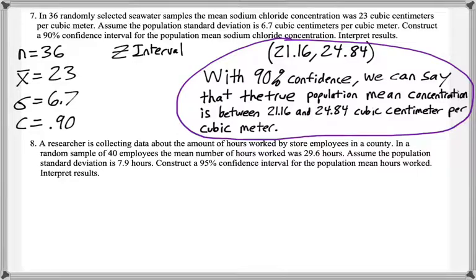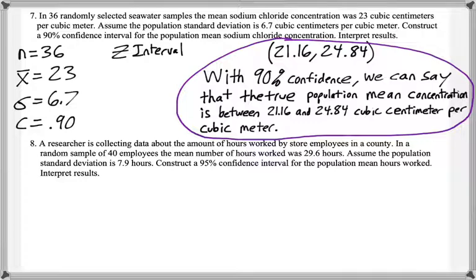A researcher is collecting data about the amount of hours worked by store employees in a county. In a random sample of 40 employees, the mean number of hours worked was 29.6 hours. Assume the population standard deviation is 7.9 hours. Construct a 95% confidence interval for the population mean hours worked, and then interpret the results.